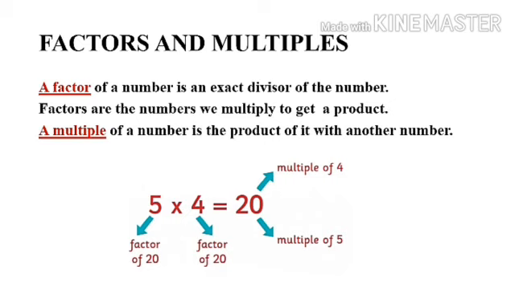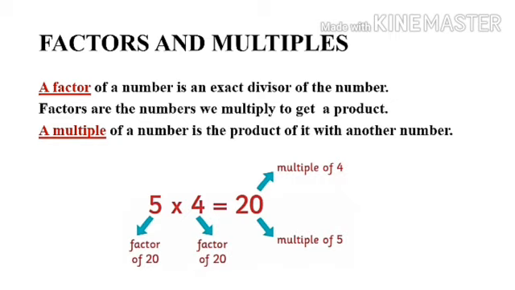So, for example, when we multiply 5 by 4, we get 20. Here 5 and 4 are called the factors of 20. And what about 20? 20 is the multiple of both 4 and 5.